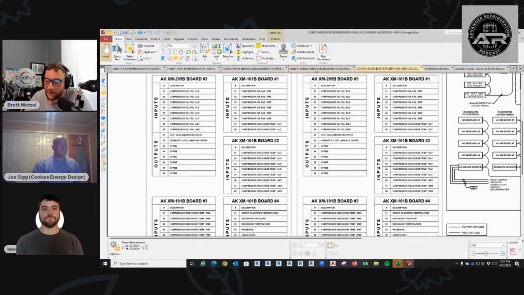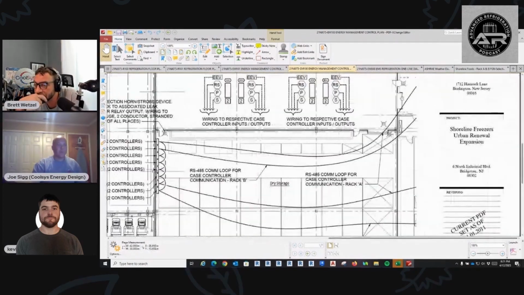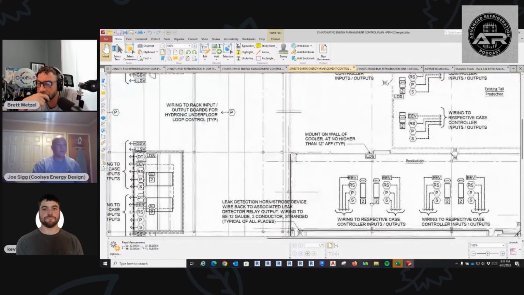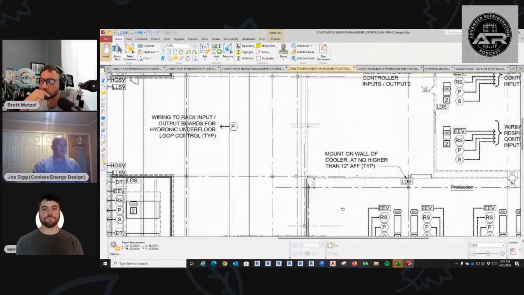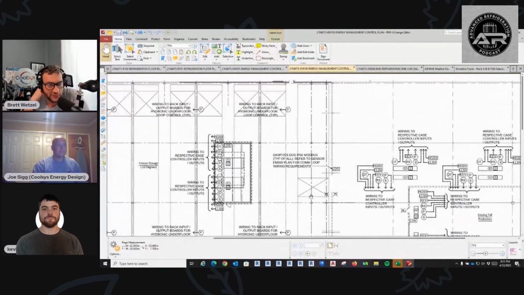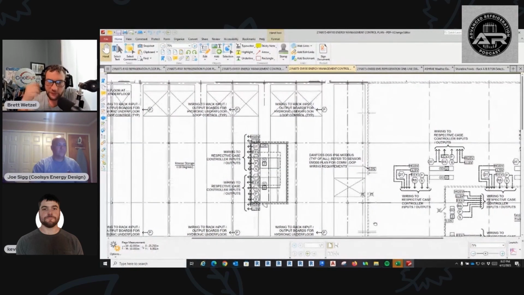Yeah, so here we show all the case controller comm wiring, case controller locations, and then all the sensors. Things of that nature. Horn and strobe, leak detection sensor. Is there a certain strobe that you have to do for the leak detection, like showing that that's a high concentration of CO2? Yeah. So this is what I found out from Danfoss.